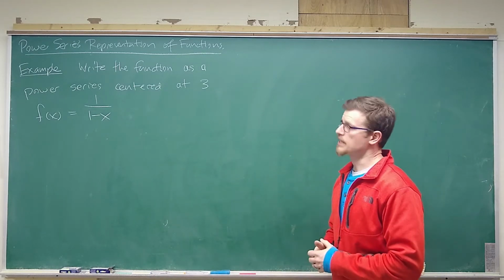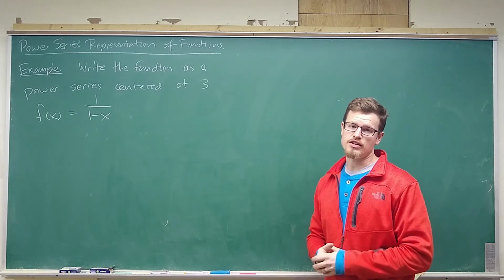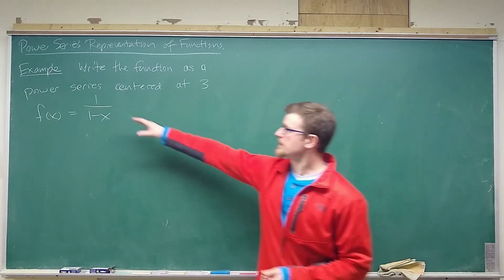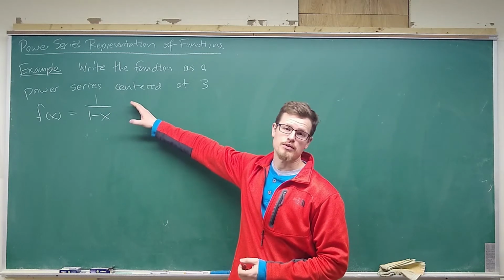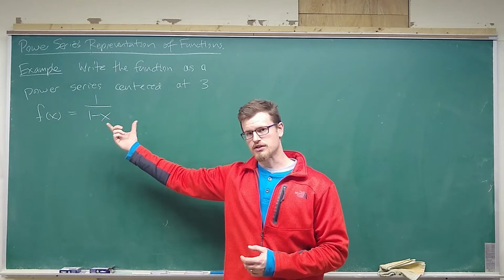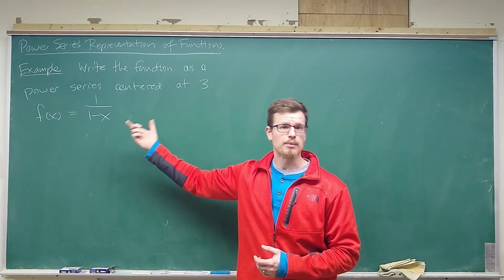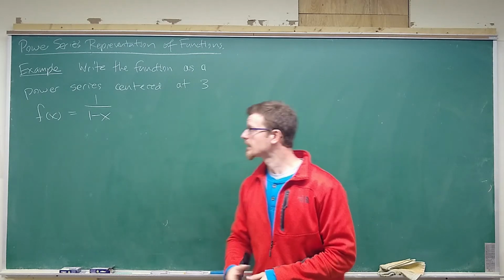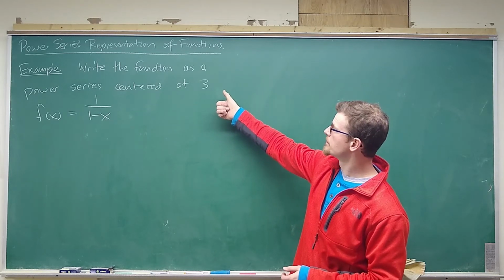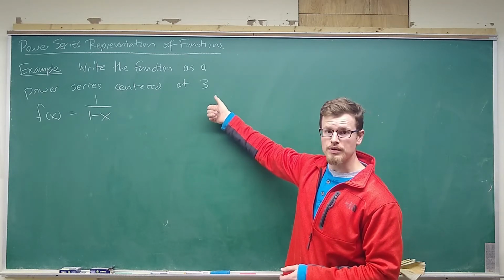We're going to continue taking a look at power series representations of functions. In our last example, we looked at this same function and found a power series representation centered at 0. It had a very nice comparison to the geometric series that we were able to make immediately. In this case, we want to find the power series representation centered at 3.